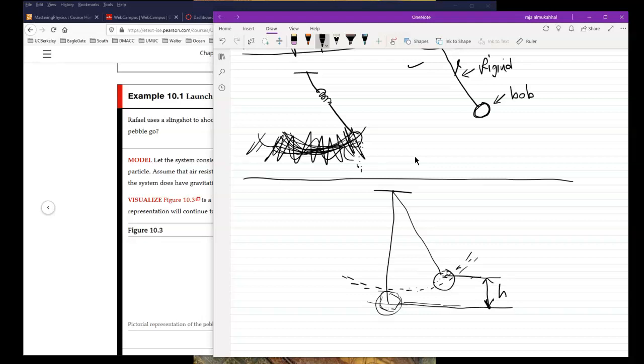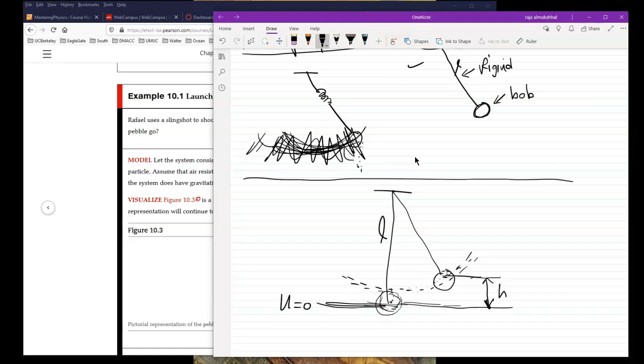We'll call that h. And of course here, there is no height, see that? Here's my datum right here. Datum means that the height is 0, which means the potential is 0. Remember, height and potential are linked. So here I have 0 potential, okay? Let's assume the length of the pendulum is L.